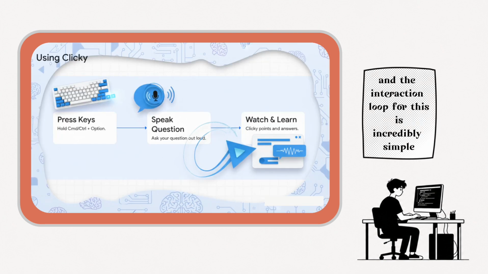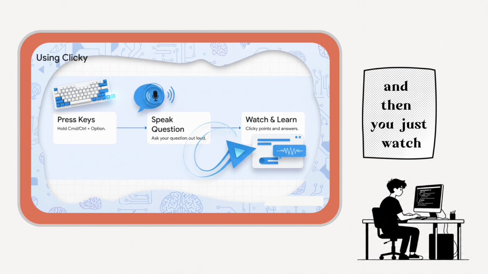And the interaction loop for this is incredibly simple, which makes the whole thing feel like absolute magic. You just hold down Command and Option on your Mac, you speak your question out loud, like, "How do I add a keyframe here?" And then you just watch. This little blue glowing triangle swoops across your screen, points directly at the exact button you need, and talks you through the process out loud.